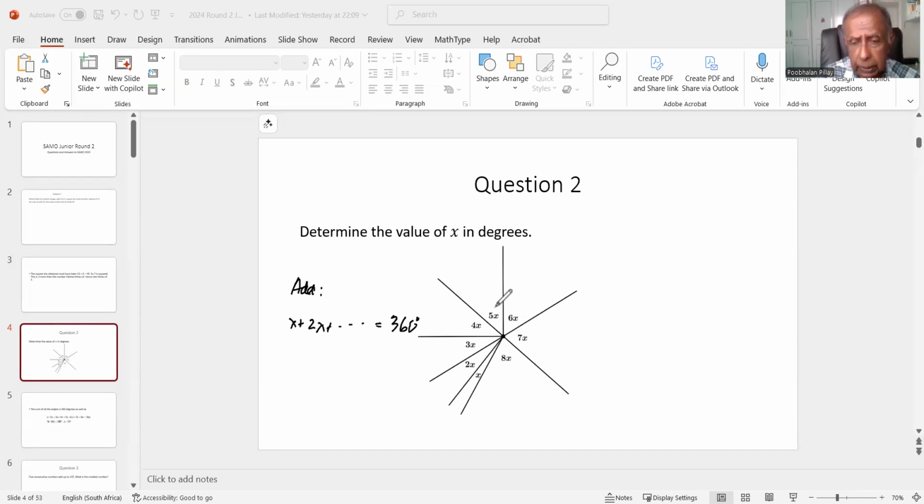Because if you add up all these angles, it's an angle around this point. And this goes from x all the way up to 8x. So that gives 36x is 360 degrees. The problem is to find x. So x is 10. Okay, so that takes care of problem number 2. Let's proceed with the third problem.